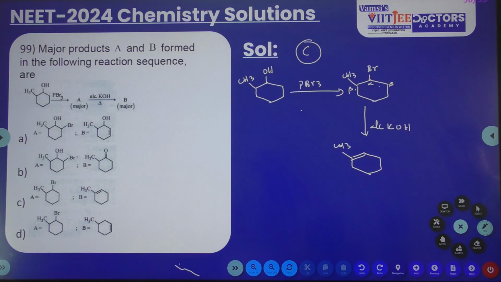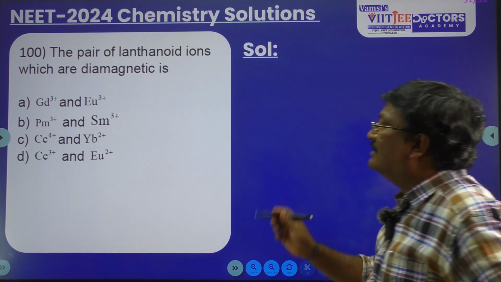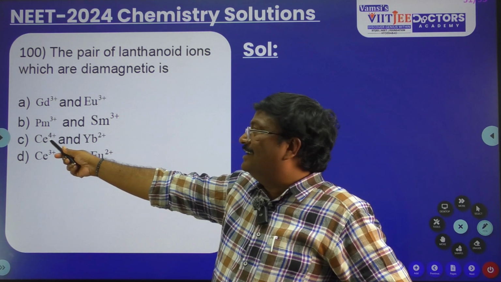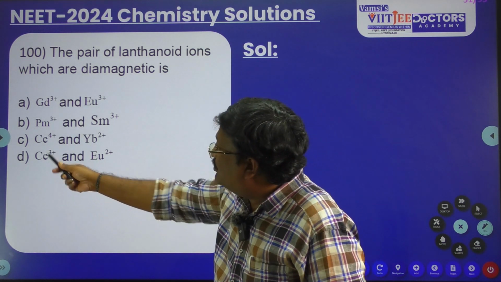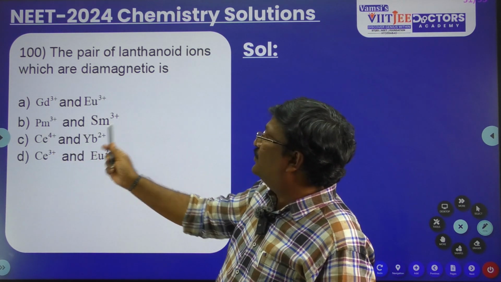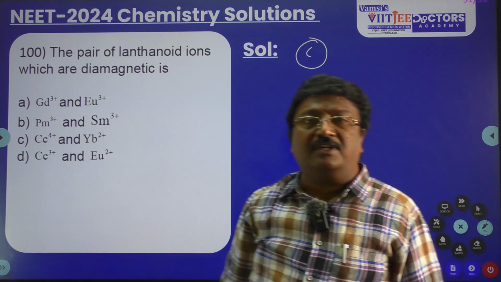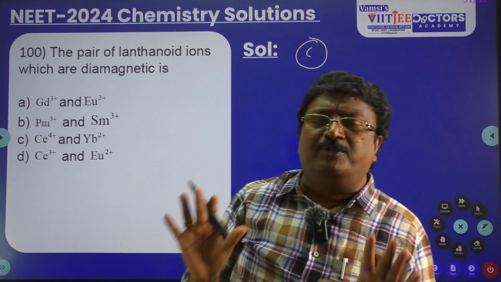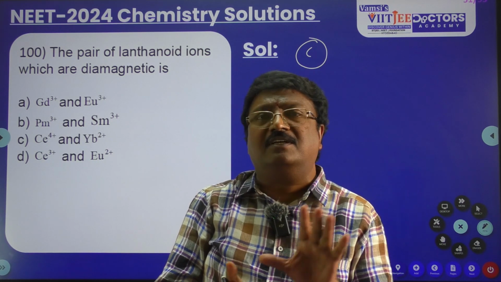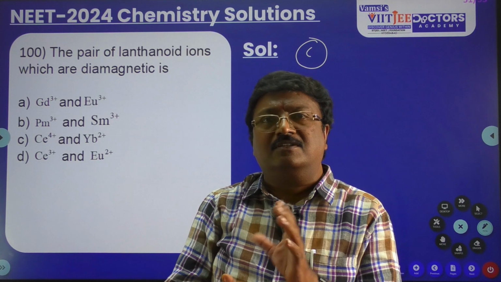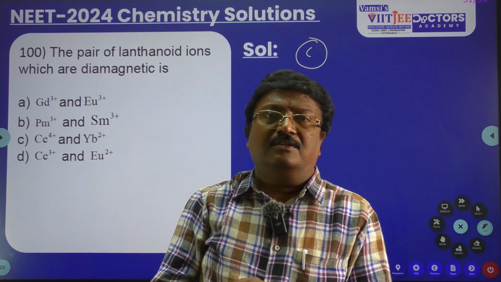And the last question: the pair of lanthanide ions which are diamagnetic. If you know this based on electronic configuration, cerium +4 is diamagnetic, not +3. So thus cerium +4 and ytterbium. It is based on electronic configuration. So the questions are purely based on NCERT. If you go through classroom notes well and NCERT, you can easily get good marks in this. 150 plus you can easily get. All the best.